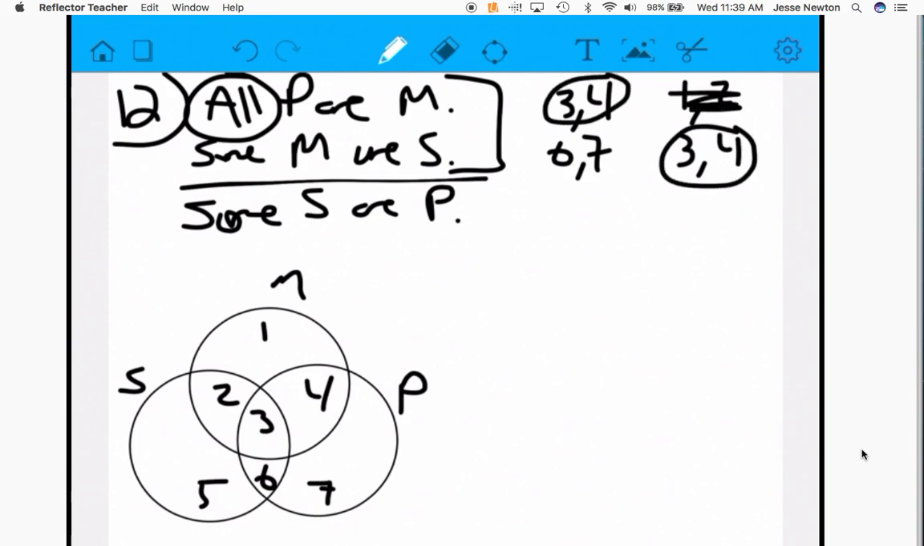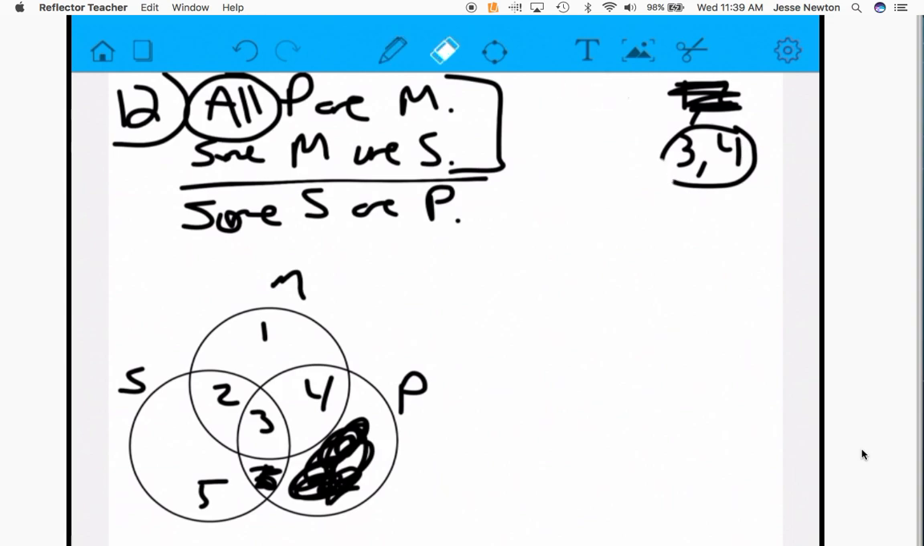We scribble this one out. And we're saying all are in 3 and 4. Well, if they're all in 3 and 4, that means where are they not? They're not in 6. They're not in 7. So hopefully you see I wrote the numbers out to correspond with the P, and these numbers right here correspond with the M. At this point, hopefully you're getting that.